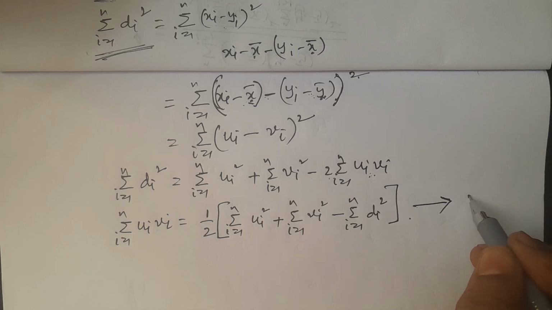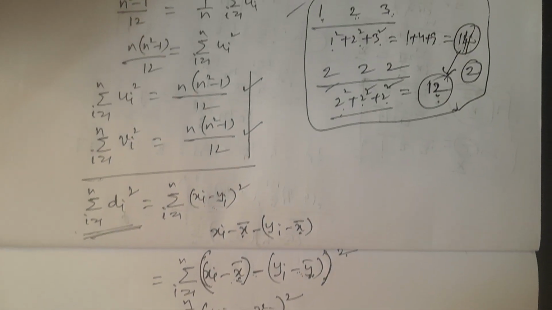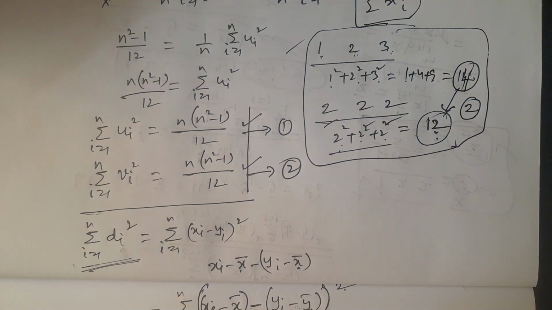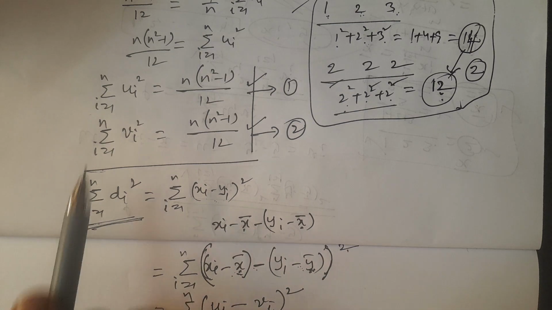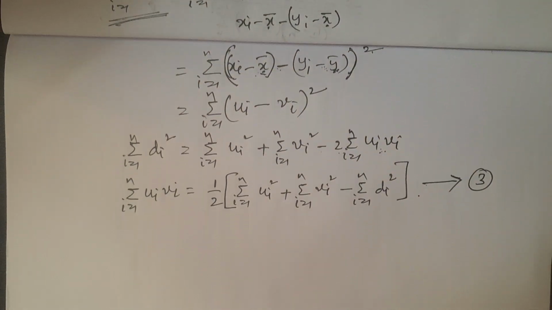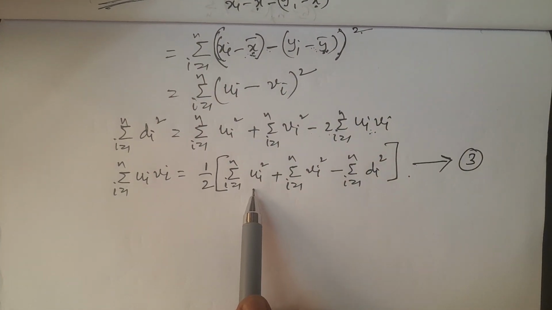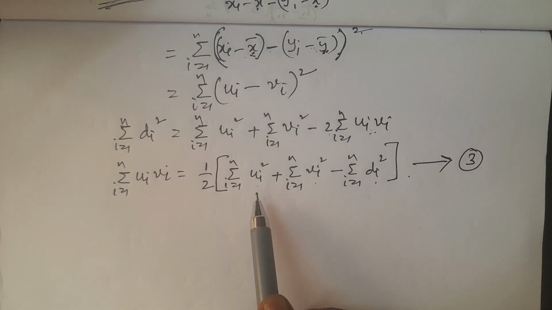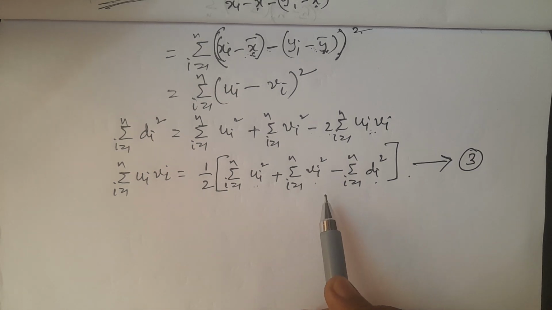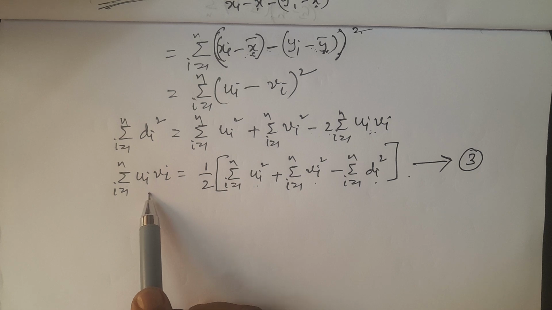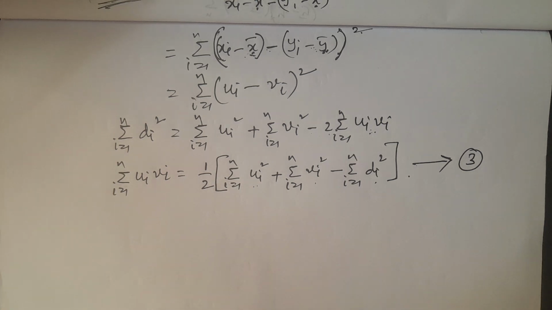Let us consider this as equation 3. These are the two particular values 1 and 2. Summation ui square is this, summation vi square is also the same. Summation ui vi is also expressed in terms of summation ui square, summation vi square, and summation di square. The change in summation ui square, summation vi square, and summation di square is enough to know the variation in summation ui vi. So these are all the values without ties.